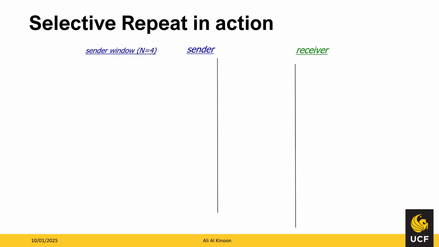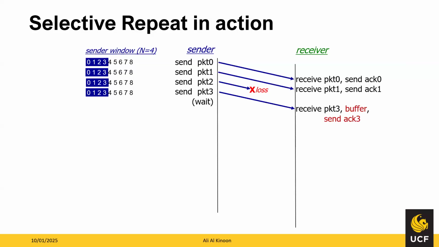Let's look at selective repeat in action now, with a sender and a receiver, and a window size of N equal to 4. We assume that the sender is sending 4 packets: packet 0, packet 1, and so on. Packets 0 and 1 are sent and received. Packet 2 is lost, but we receive packet 3. We don't discard it. We buffer it, and we send an acknowledgement for packet 3.